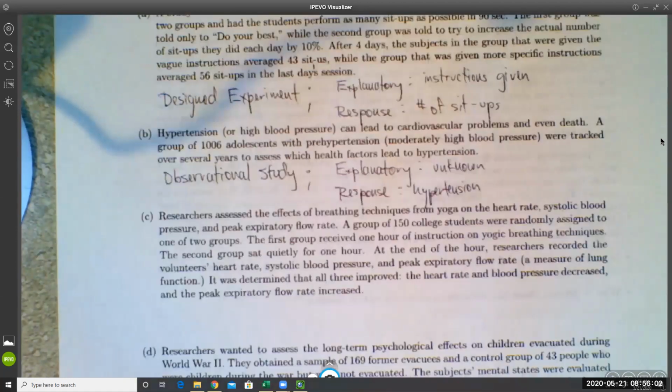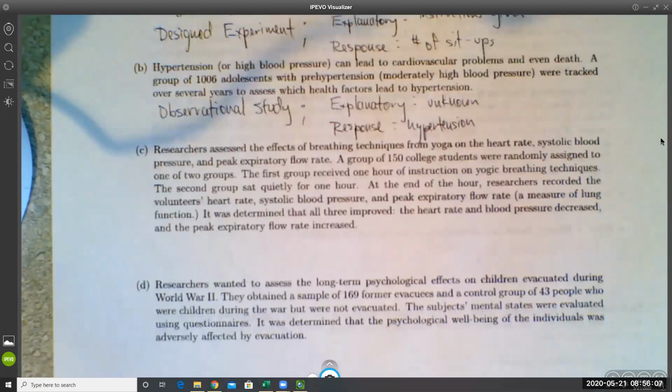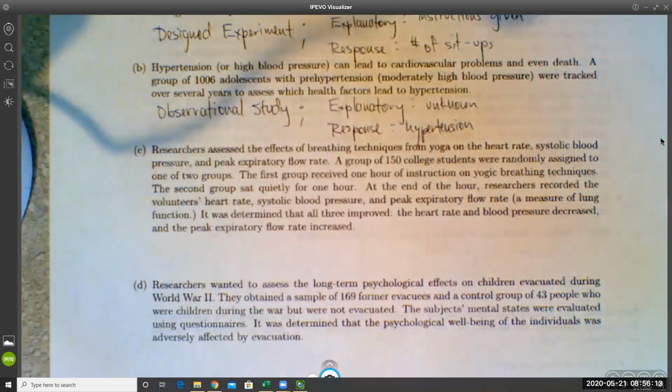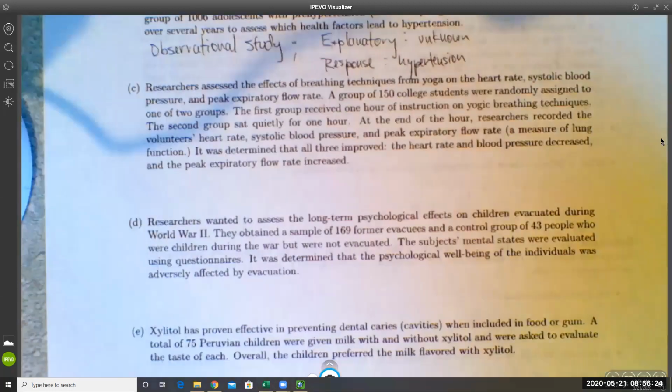Now, I'll let you work on the rest of them on your own. So go ahead and give the video a pause. See if you can do the next 4 examples on your own, part C, D, E, and F. See if you can identify whether it's an observational study or a designed experiment. And also see if you can identify the explanatory and response variable in the study. So give the video a pause and work these out.